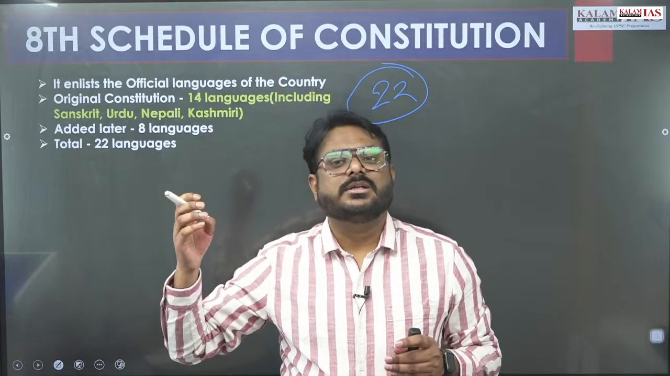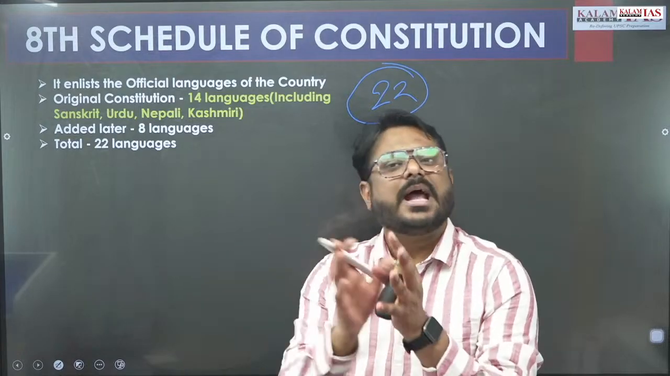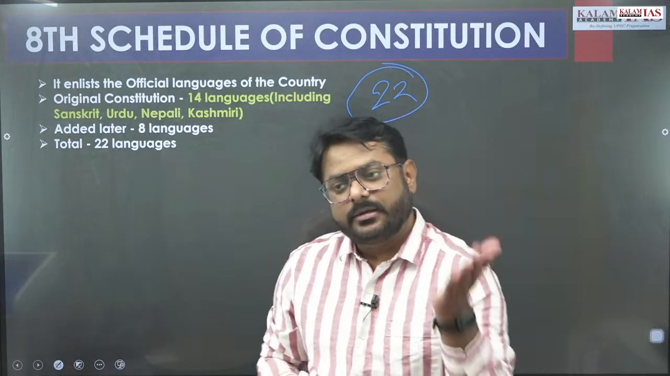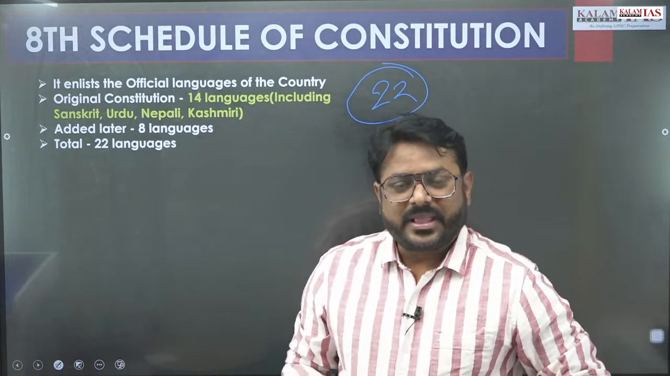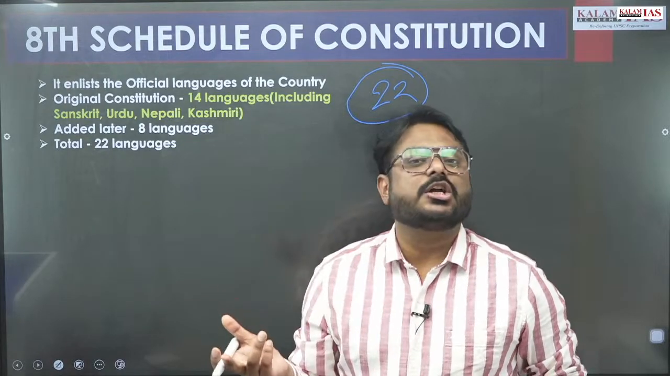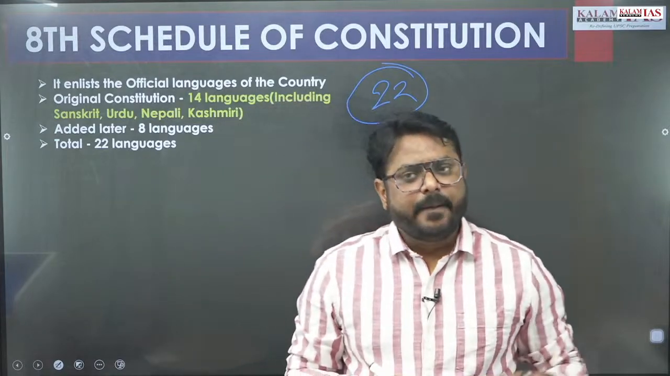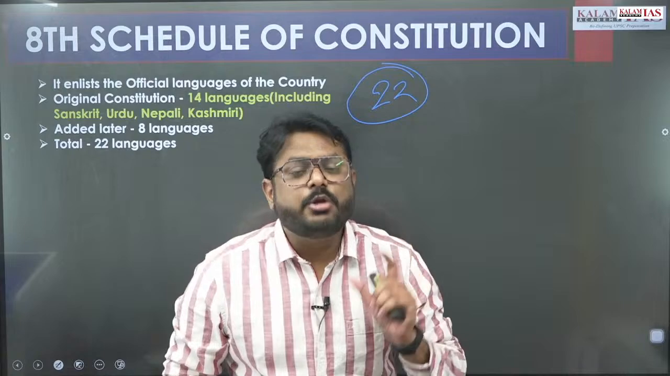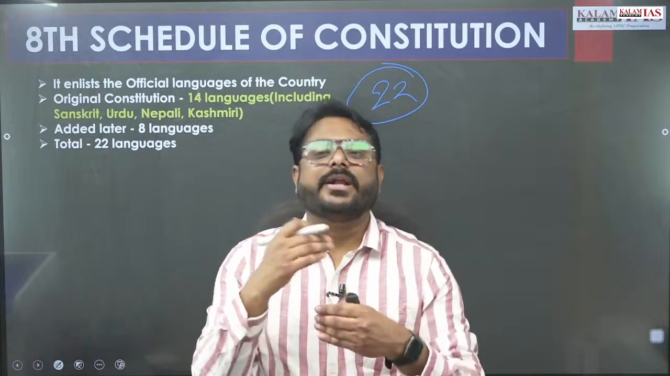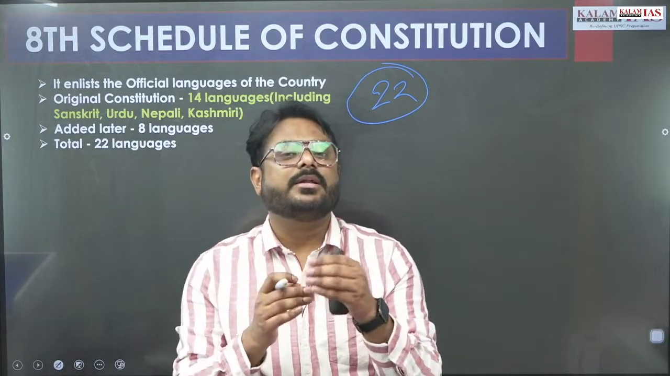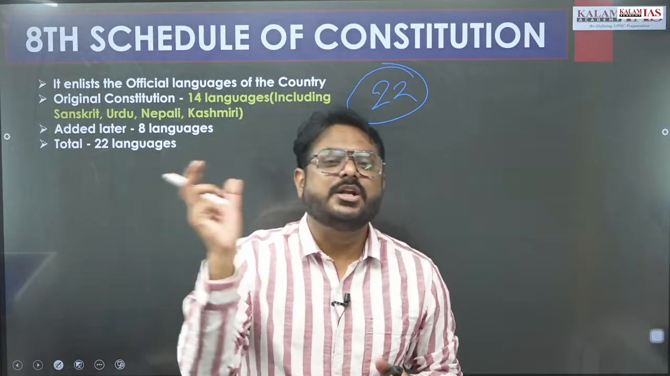Sorry, the 9th schedule was added by the first Constitutional Amendment Act. The 10th schedule was added by the 52nd Constitutional Amendment Act. The 11th schedule was added by the 73rd Constitutional Amendment Act, and the 12th schedule was added by the 74th Constitutional Amendment Act. But schedules 1 to 8 were already there in the original constitution, though they have been further amended. The 8th schedule has been amended 3 times, right, to include more languages.